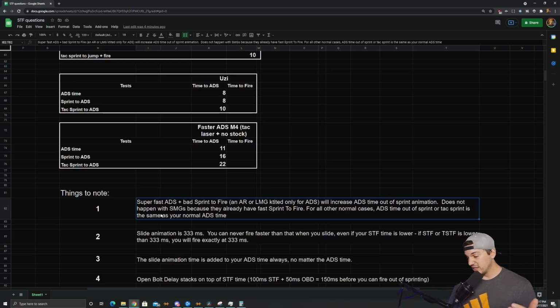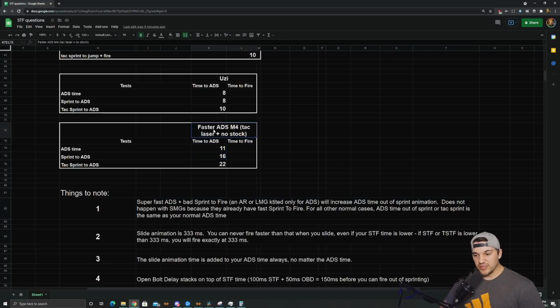A lot of people thought you could add the ADS time to the sprint to fire time. I got asked a lot why I don't put an option on the website to add ADS and add sprint to fire to the TTK, because people thought that's how it worked. I never thought that was the case, but this confirms it for me. There are some rare cases where that is true, but in general, that's not how it works. It's either you're going to add your ADS time if you want to ADS, or you're going to add sprint to fire if you're going to hip fire. So that's basically what it comes down to there.